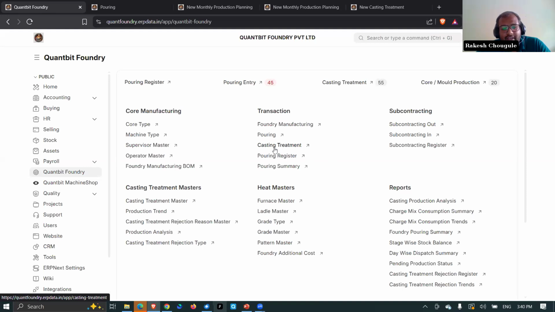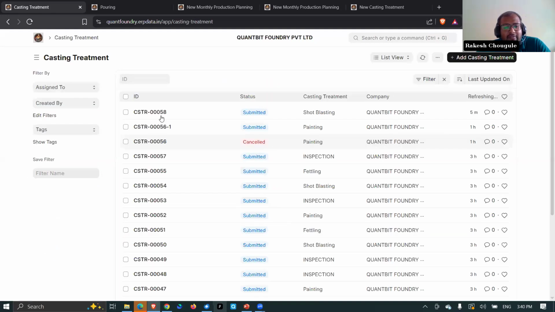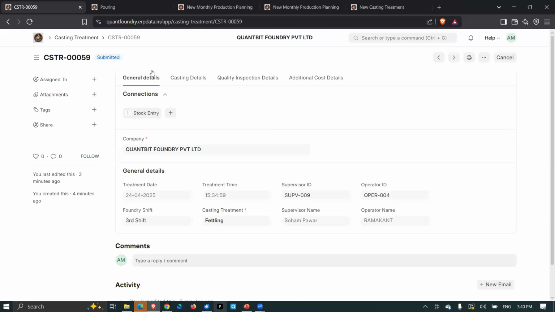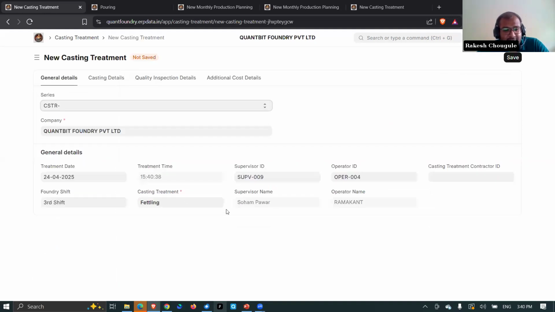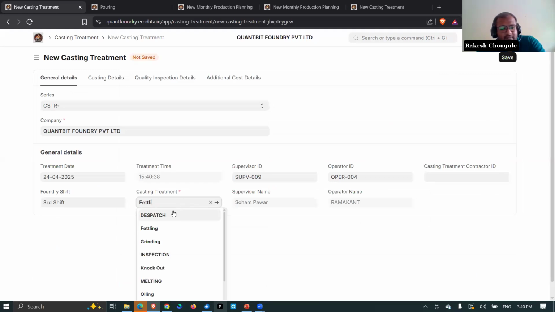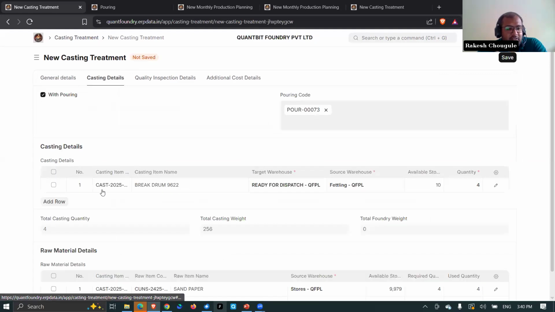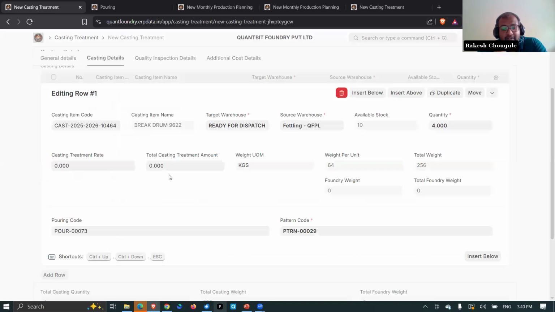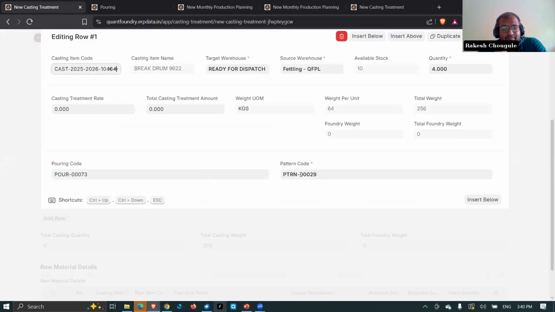Yes, if you see here in casting treatment, we make casting treatment from a single form, the casting treatment form, and we change the processes here. In each process, you can see there is a link to the pattern master. So if we are making casting treatment only in-house, then only routing will be working in that case.